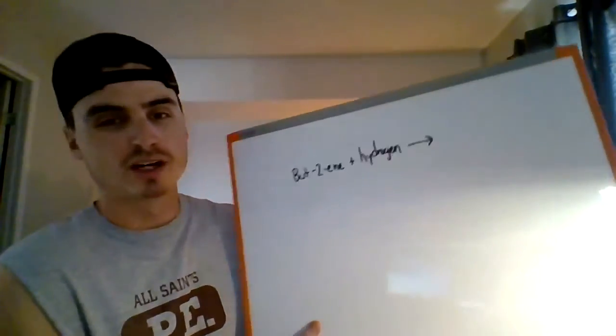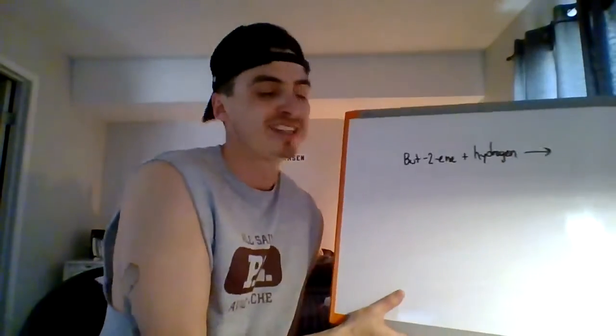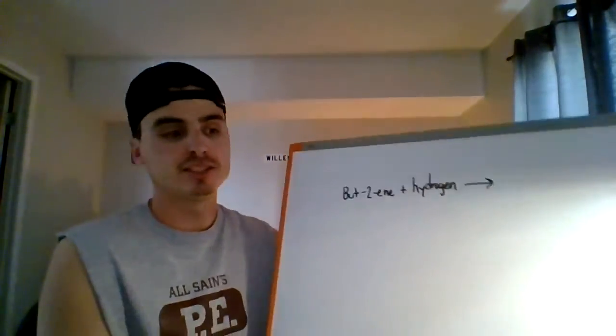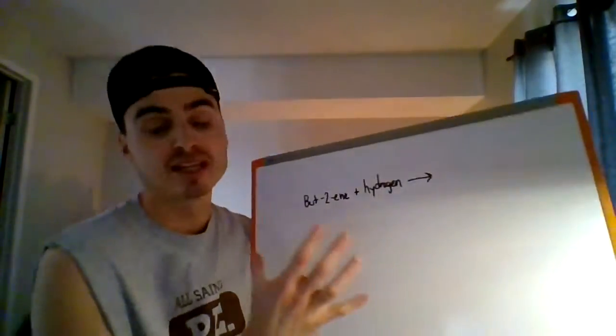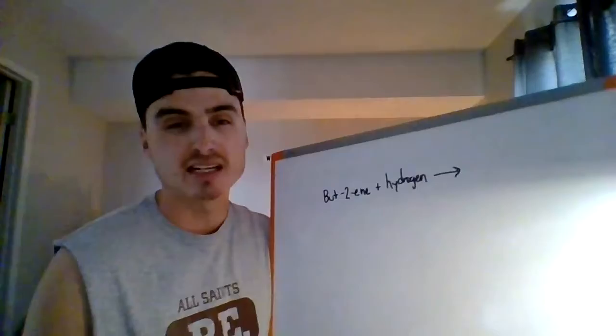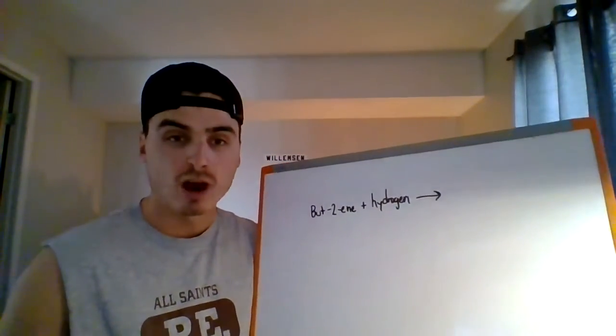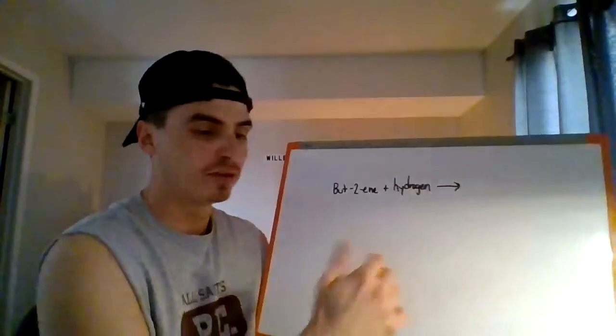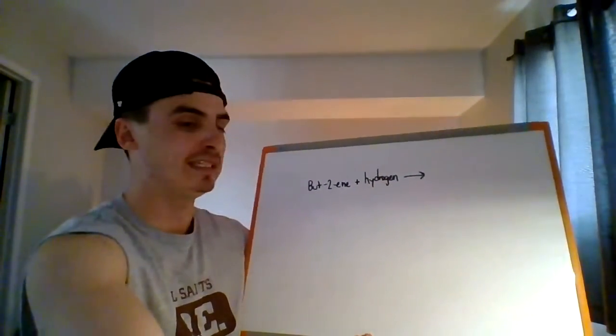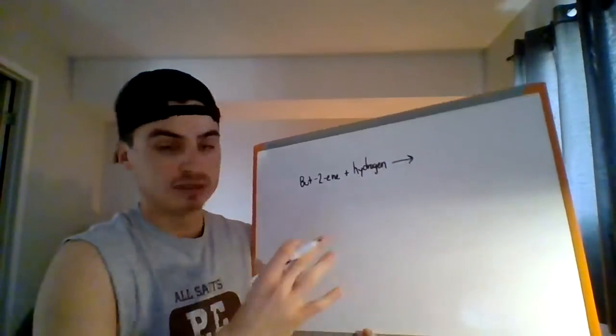All right, so the next example that we're going to be looking at is our first addition reaction. Now, addition reactions, again, are when we are adding to something that is unsaturated. So if something has a double bond or a triple bond between carbons, we can add to it, right? Try to make it more saturated. So the first example here is butene and hydrogen. We have to add them and see what happens.